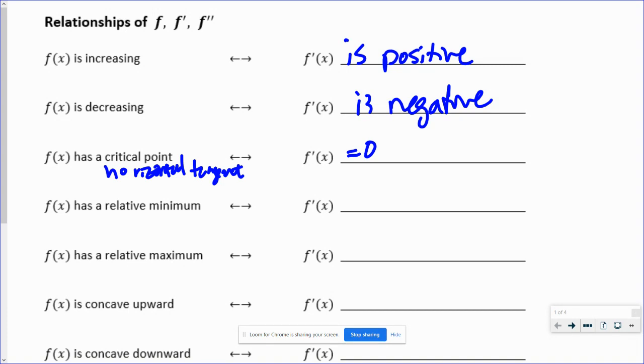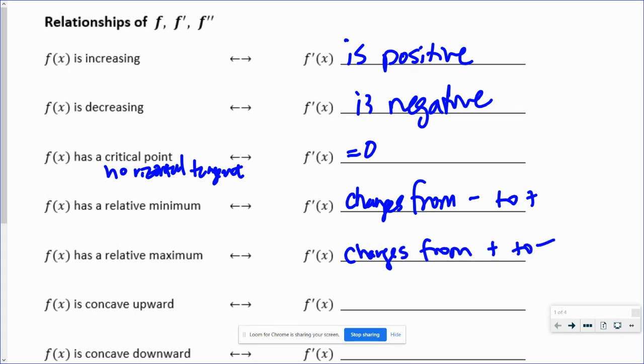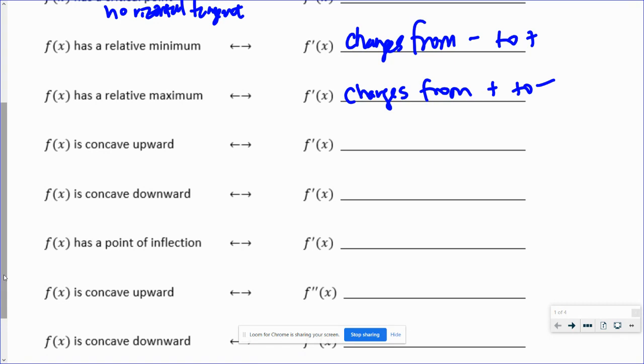F has a relative minimum when f prime changes from negative to positive. F has a relative maximum when f prime changes from positive to negative. And then I want to skip over some of these because I want to talk about concavity with the second derivative first.